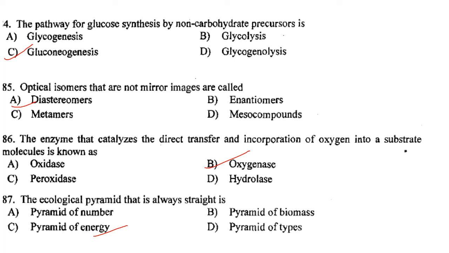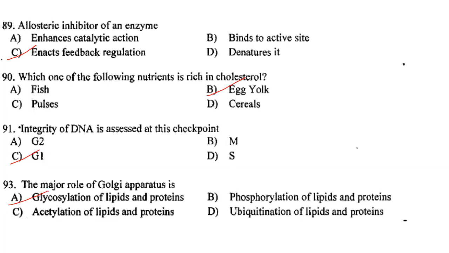Answer is option A. The enzyme that catalyzes the direct transfer and incorporation of oxygen into a substrate molecule is called as oxygenase. Answer is option B. The ecological pyramid that is always straight is. The pyramid of energy is always upright. So answer is option C. Allosteric inhibitor of an enzyme. It enacts feedback regulation. So answer is option C.